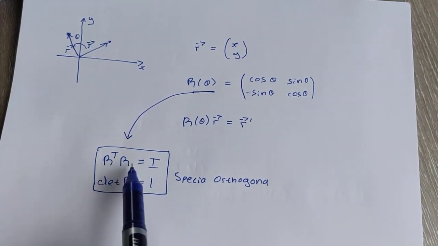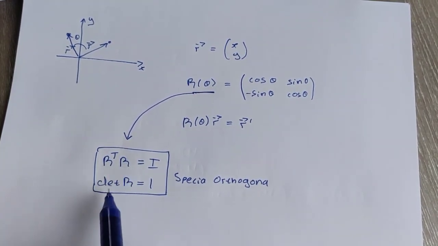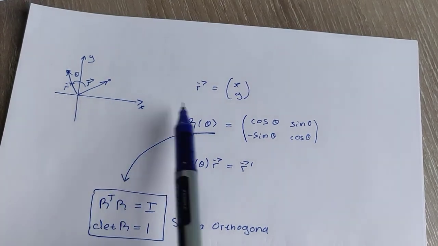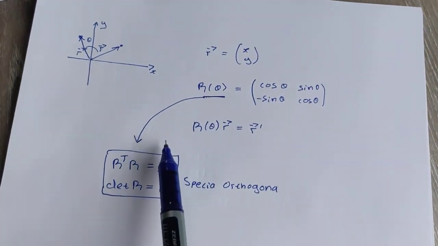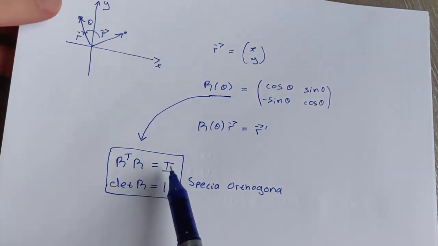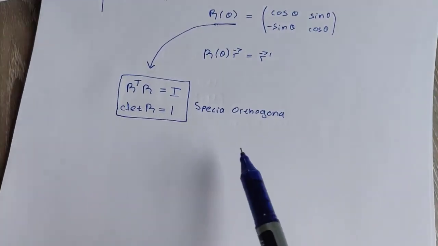This essentially represents the fact that the magnitude of the vector when you multiply it by this does not change. Okay, and this expresses the orthogonality of the matrix.